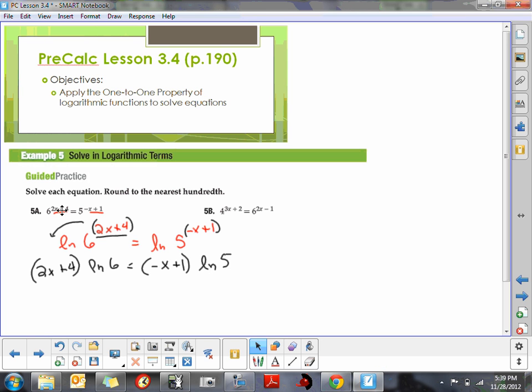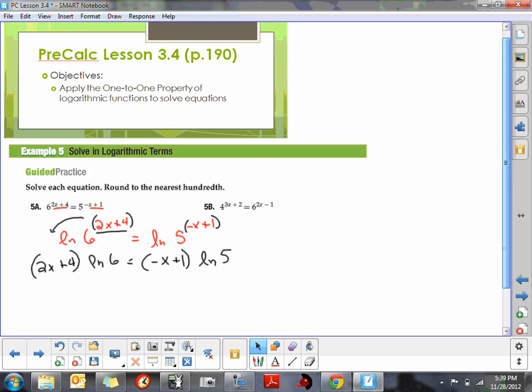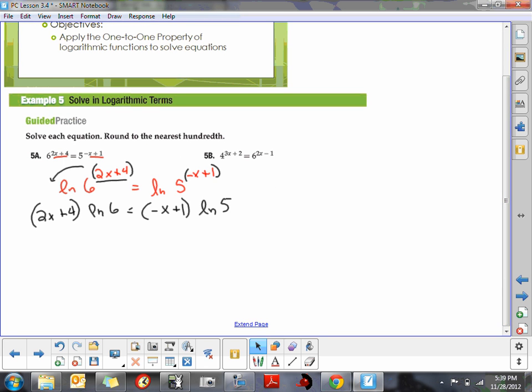Well, part of our dilemma is we have x's on two different sides of the equation, and eventually we want to get them on the same side. But before we can do that, we have to distribute this really awkward or unusual thing called the natural log of 6 and the natural log of 5. So in order to get our x's eventually collected, we first have to distribute our natural log of 6 and our natural log of 5 to get two expressions with just x in them. So here's what it looks like.